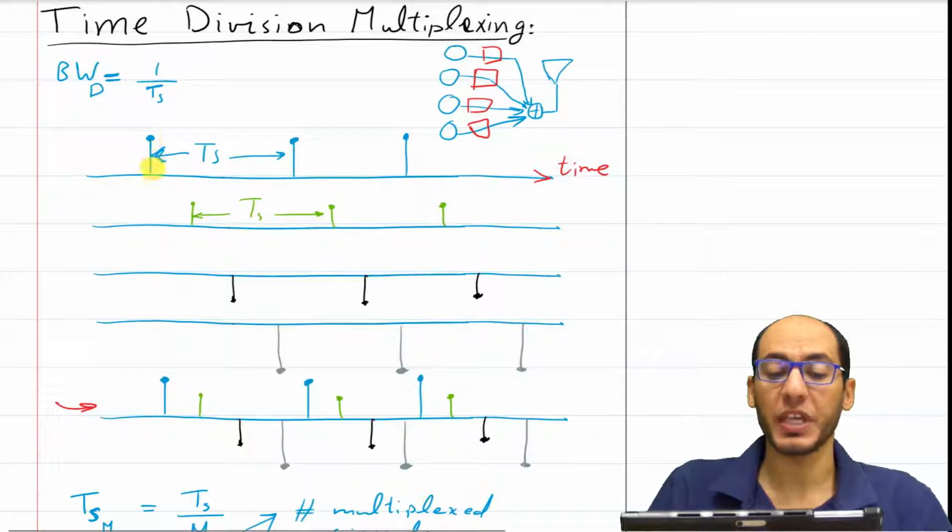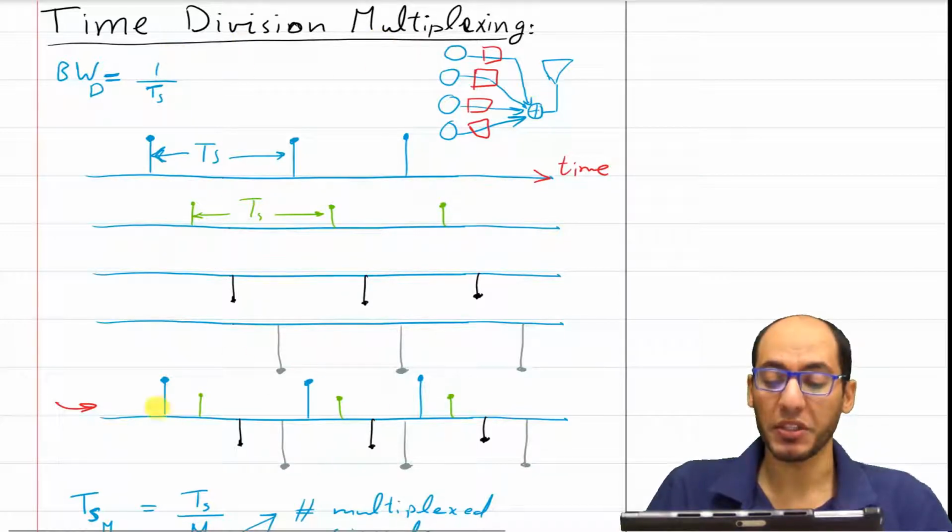Of course, it doesn't matter whether the samples are positive or negative, low or high. All that matters is the position of each sample. The duration between each sample is Ts, and that's why the bandwidth is calculated as 1 over Ts. As long as the duration between each sample and the other is constant across all users and across all samples, you can do this trick. And this is what is called time division multiplexing.